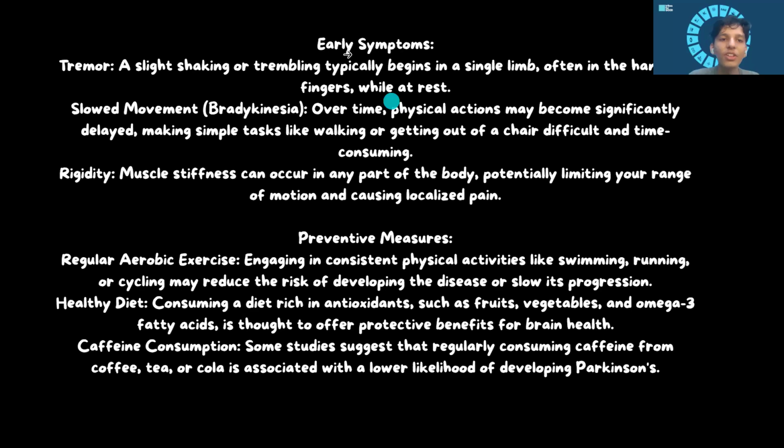So these are a few early symptoms before the disease gets out of hand. If you notice a slight shaking or trembling, typically in a limb, slowed movement. Physical actions can get quite difficult, like getting out of a chair, it takes a little bit of time. Rigidity, muscle stiffness. Preventive measures are also important: aerobic exercise, a healthy diet, fruits, vegetables, and caffeine consumption. Many studies say that caffeine, like coffee, tea, or a Red Bull, is associated with a lower likelihood of Parkinson's.